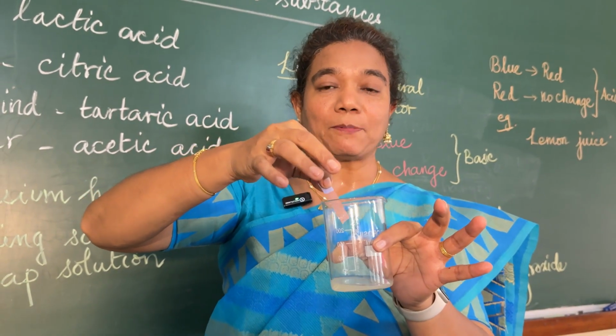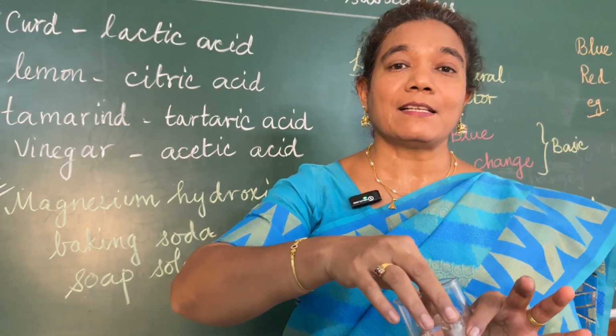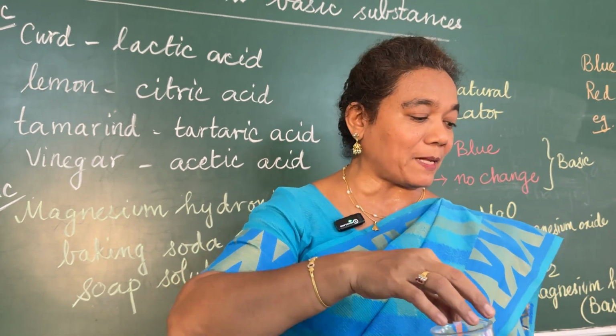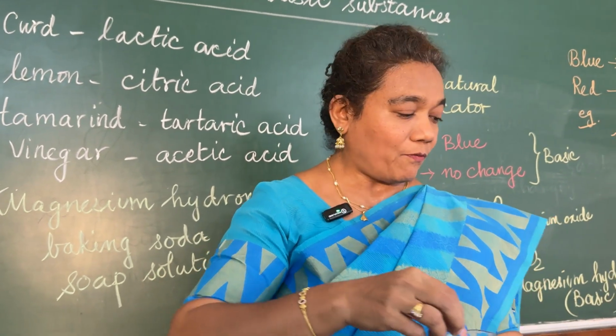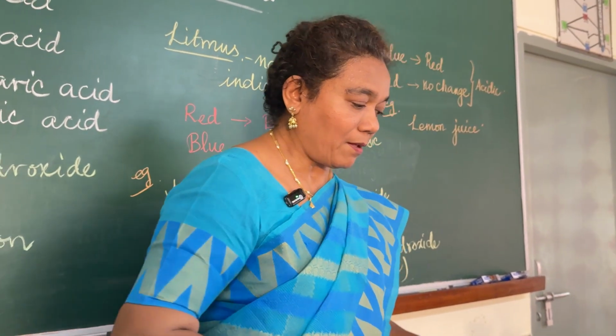So which acid is present here? Citric acid. Lemon juice contains citric acid. So citric acid is present, so it is acidic in nature. From this we can find out lemon juice is acidic in nature.